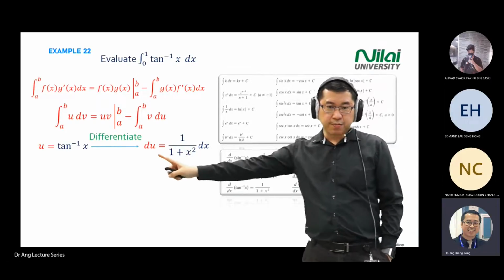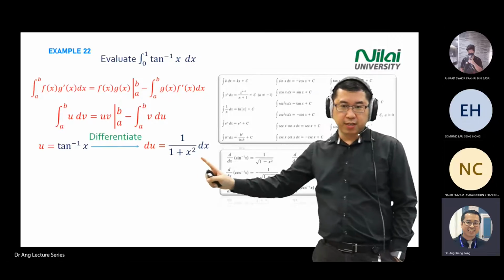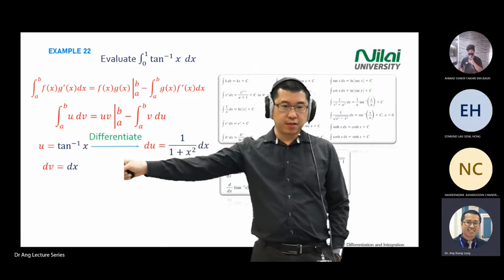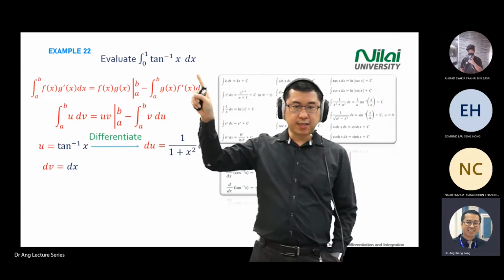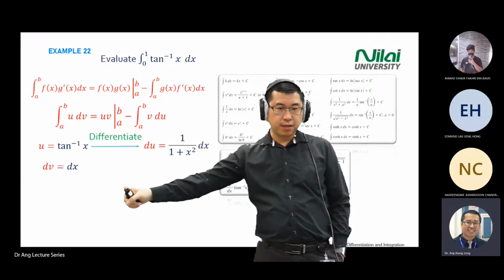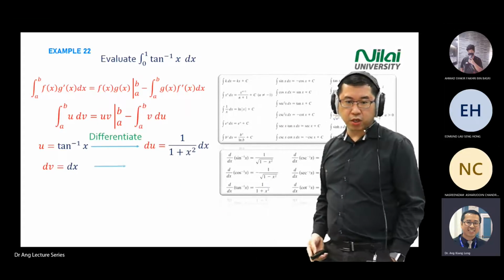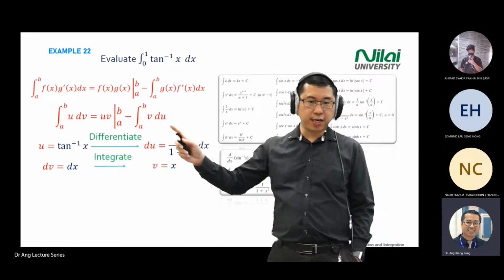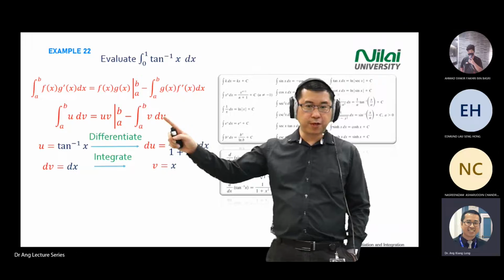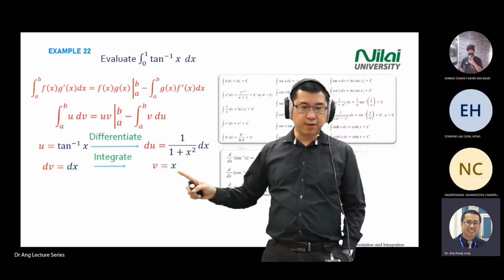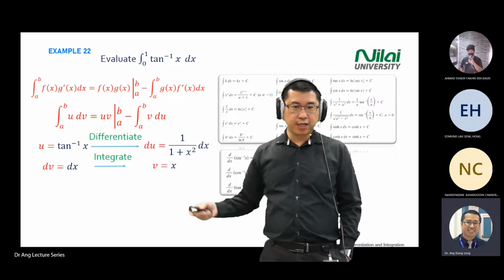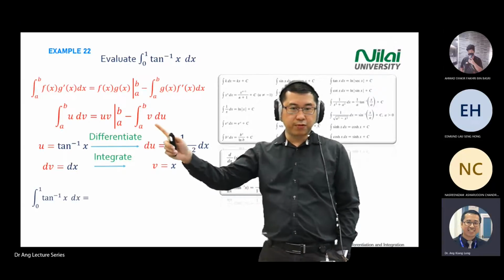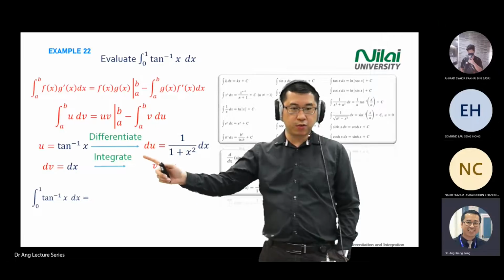You move your dx from the left-hand side to the right-hand side, and you get this one. You do the same for dv. You put them side by side. dx equals dv. You integrate, you get v equals x. The next step is just substitution like just now. Use this formula to help you. Use this derivation and substitute accordingly. You'll get this one. Copy the question again. Refer to this equation to solve.